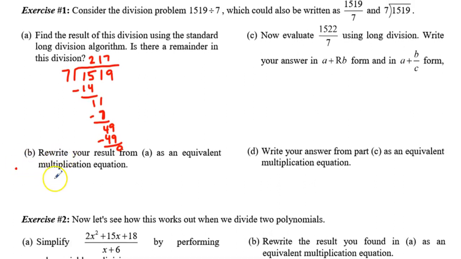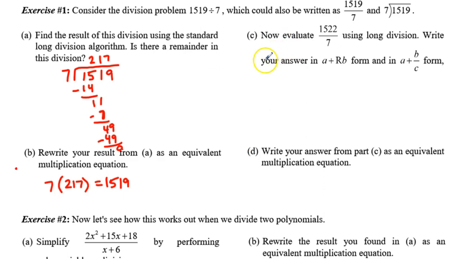So we can say 7 times 217 is equal to 1,519. The divisor times the quotient equals the dividend. Those are fancy mathy words. Plus, I guess I should add in any remainder. We haven't seen that yet.